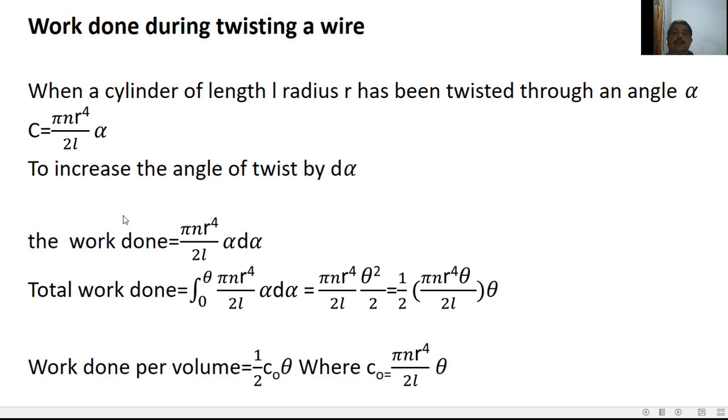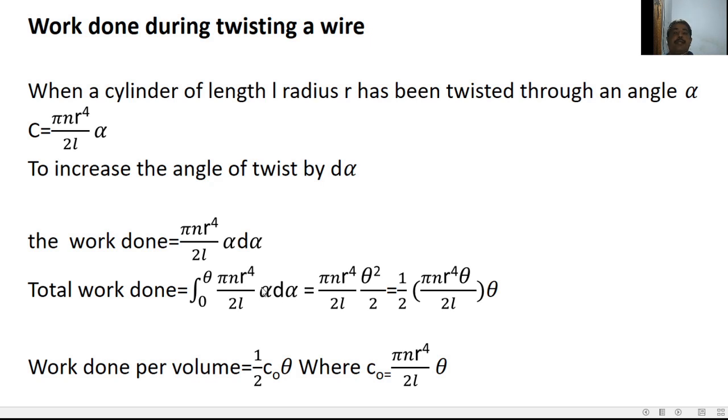From the definition of work done, we know that work done is equal to force into displacement. Here the force is nothing but a couple, that is pi eta r to the power 4 by 2L into alpha, and displacement is taken as d alpha. So in order to calculate the total work done to produce a twist by an angle theta, we have to integrate this term with the limit 0 to theta. Then the total work done is equal to the integration from 0 to theta of pi eta r to the power 4 by 2L into alpha d alpha.